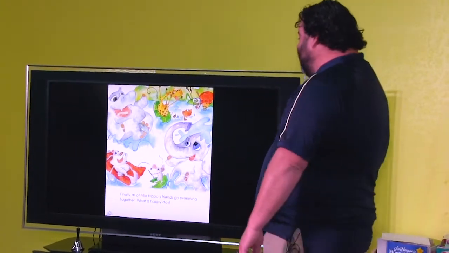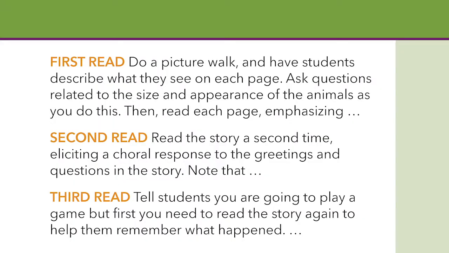What a happy day. The teacher's guide provides directions to introduce the story through a series of repeated readings. Each reading focuses on a different aspect of the story. This strategy provides students with scaffolds for listening and comprehension.